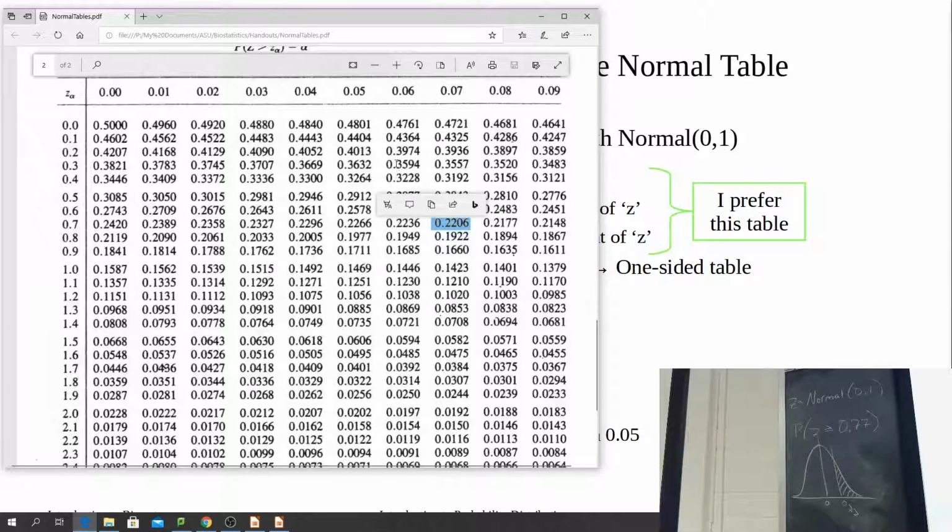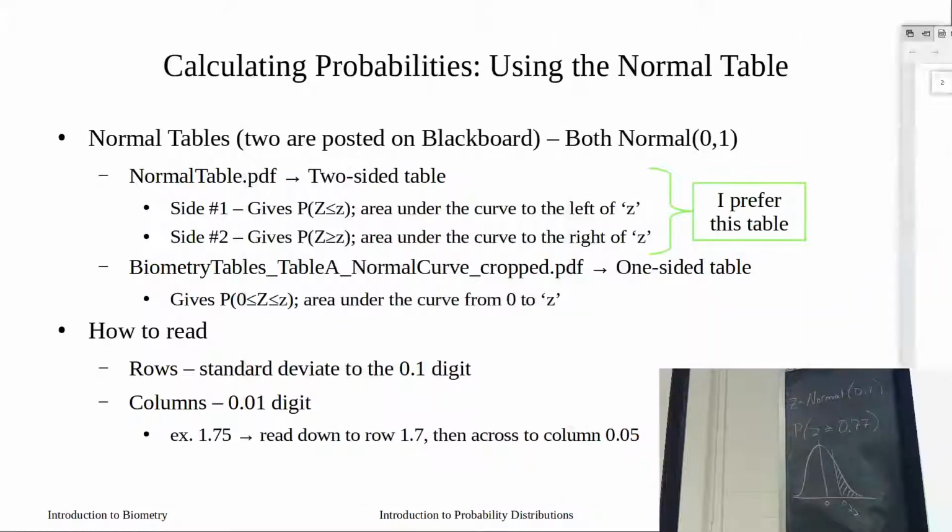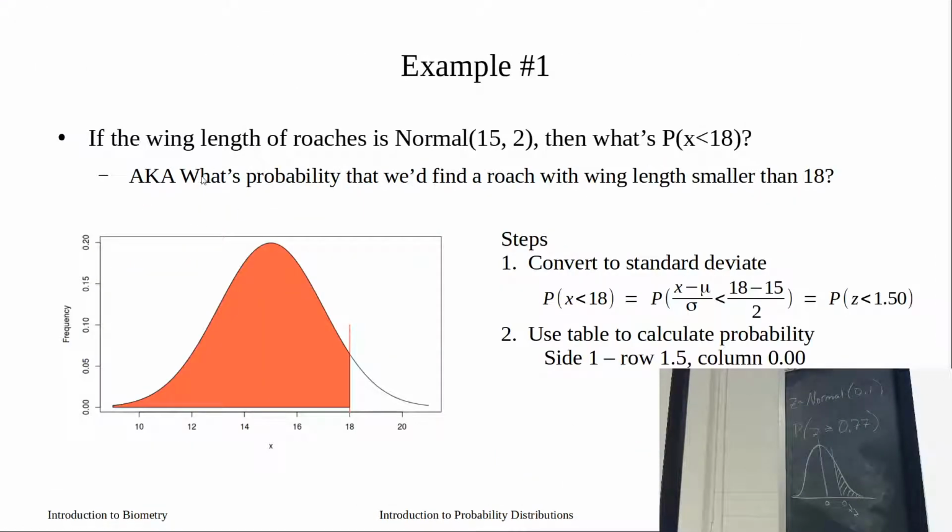All right, we're going to use this table as practice. Here's our example, and this one's going to be a little bit harder because we're not working with the 0, 1 normal curve. Wing length of roaches follows a normal distribution with a mean of 15 and standard deviation of 2. What's the probability that we find a roach with a wing length of less than 18? That's the mathematical term in word form: a roach with wing length smaller than 18 millimeters, or however many lengths we have.